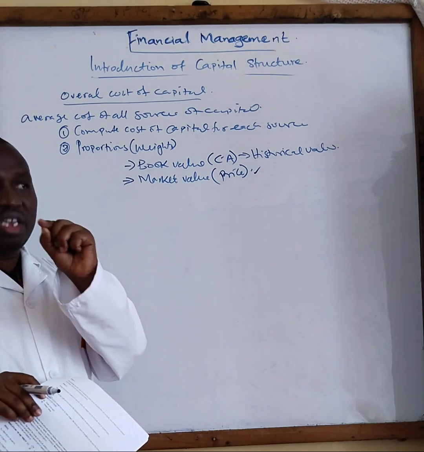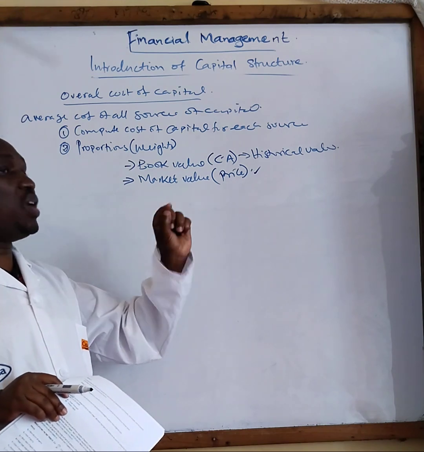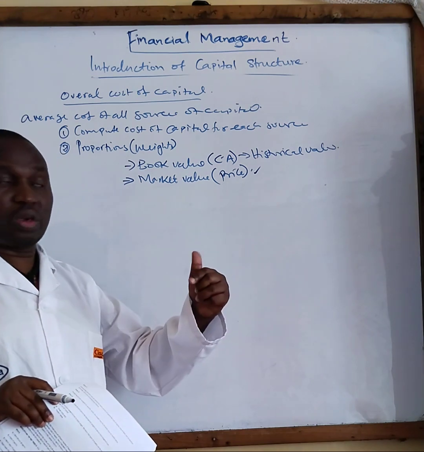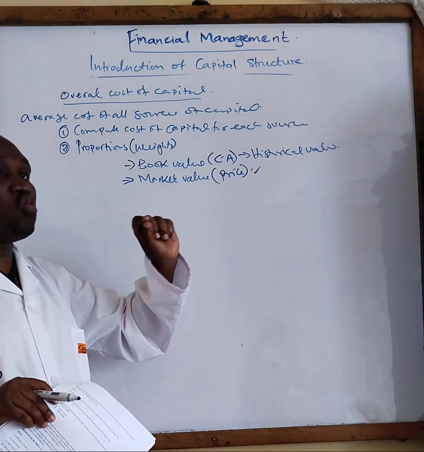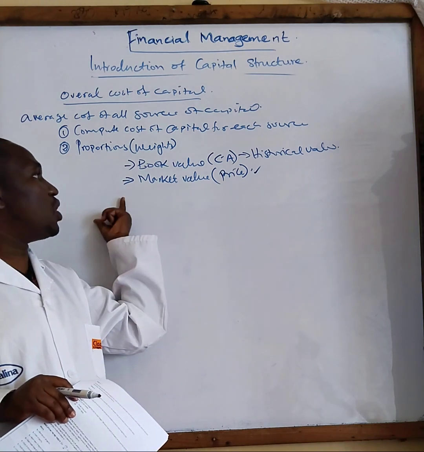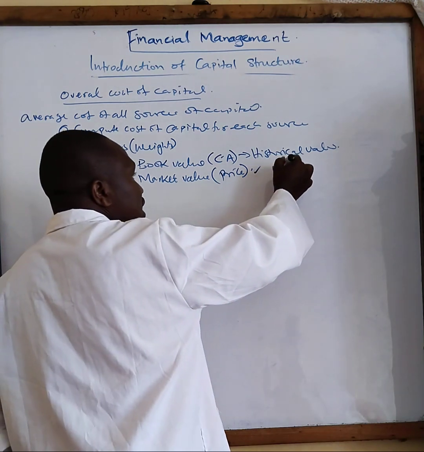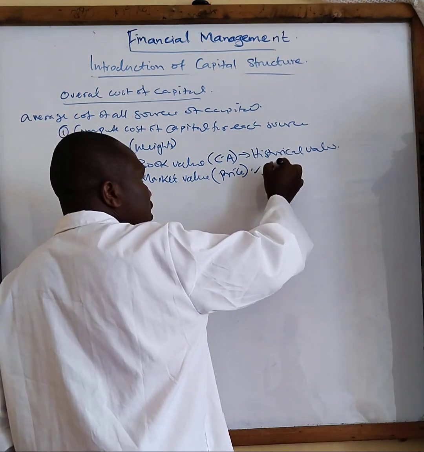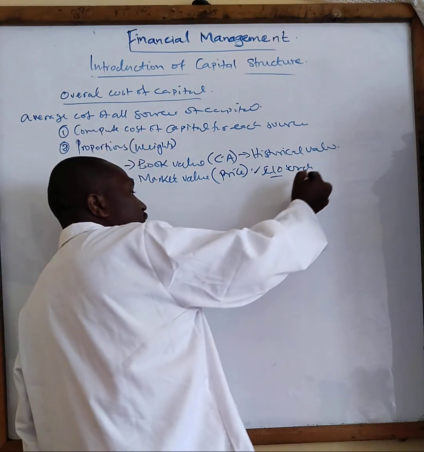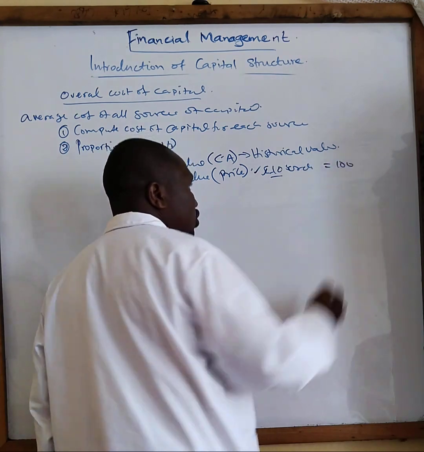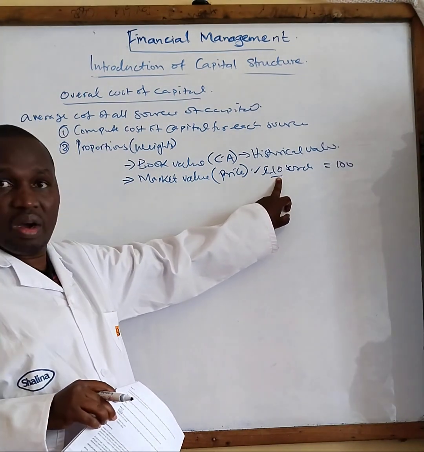So it depends on the question. If the question says calculate the overall cost of capital using the book value method, then go directly to the historical value. But if the question does not direct you what method to use, you just go directly and use the correct method, which is the market value. For example, we have 10 shillings ordinary shares. What is this 10 shillings ordinary share now in the market? Maybe it is going at 100 shillings. So 100 shillings is the market value, while 10 shillings is the book value.